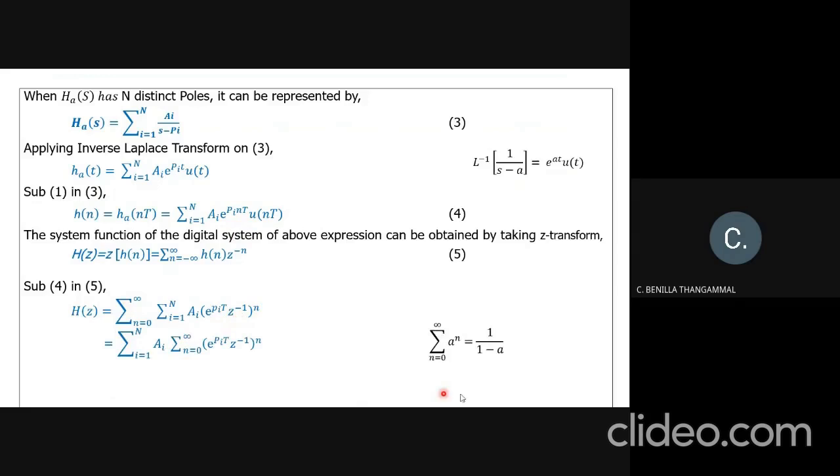You have a formula: summation a power n, n equal to 0 to infinity, can be written as 1 divided by 1 minus a. So I'll be considering this as an a power n. So H of z is equal to summation i equal to 1 to N ai, 1 divided by 1 minus e power pi T into z inverse. Now if you compare this H of s and H of z, 1 divided by s minus pi is transferred to 1 divided by 1 minus e power pi T into z inverse.